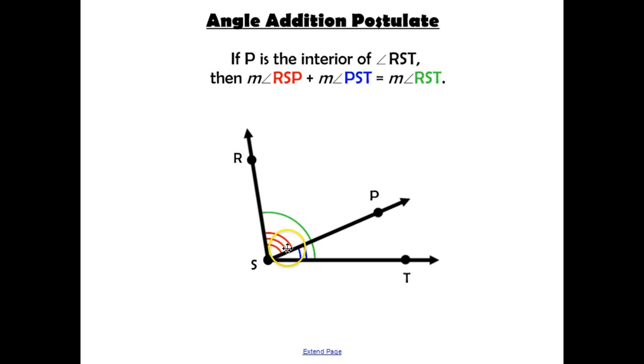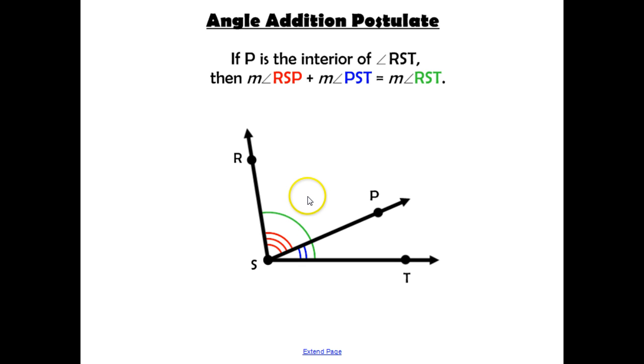which I've marked with 3 red arc markings, plus the measure of angle PST, which I've marked with 2 blue arc markings, that equals the measure of angle RST, which I've marked with 1 green arc marking. So I used different arc markings 1, 2, and 3 to show you that none of them are necessarily the same, because we talked on the page before about how to mark congruent angles.